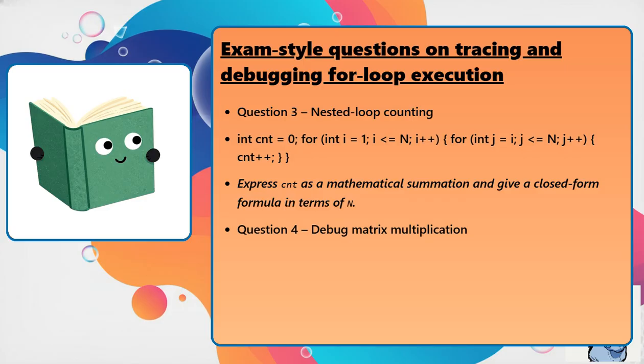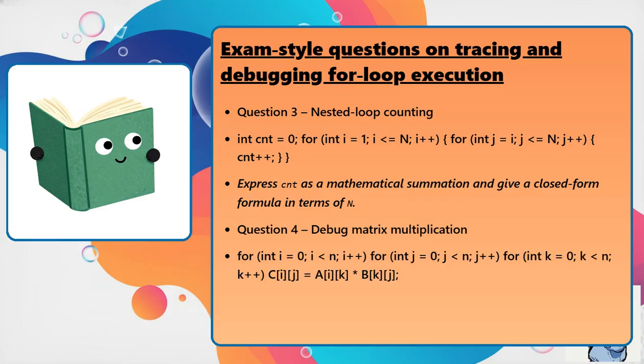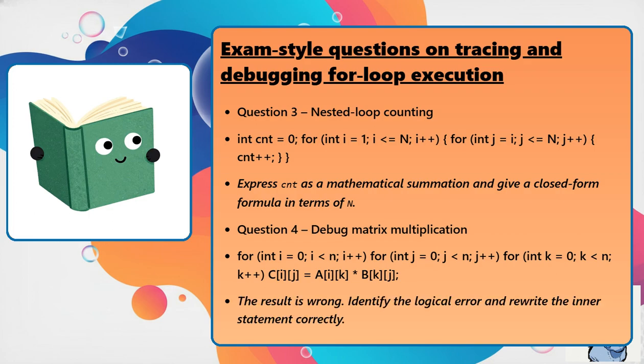Question 4: debug matrix multiplication. for (int i = 0; i < n; i++) for (int j = 0; j < n; j++) for (int k = 0; k < n; k++) C[i][j] = A[i][k] * B[k][j]; The result is wrong. Identify the logical error and rewrite the inner statement correctly.